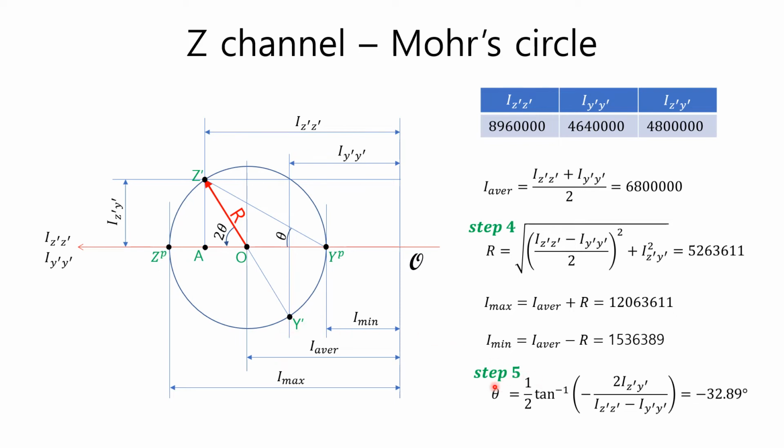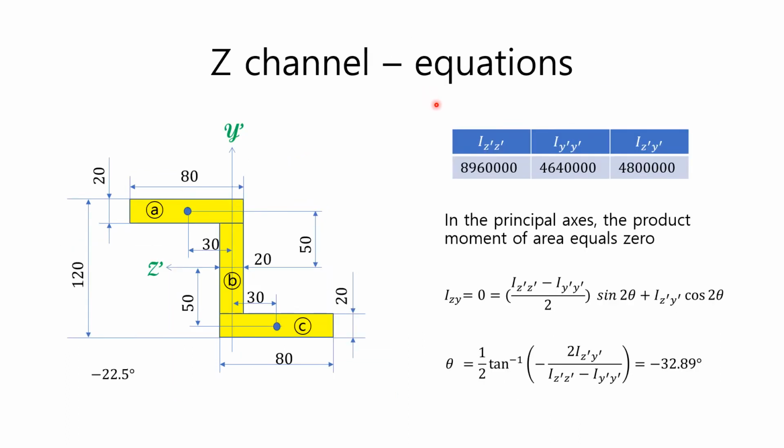In step 5, by calculating 2 theta using the geometric properties of a right triangle Z prime AO, the angle theta from z-axis to the main axis can be obtained. It is also possible to calculate directly from the related equations without using the Mohr circle.